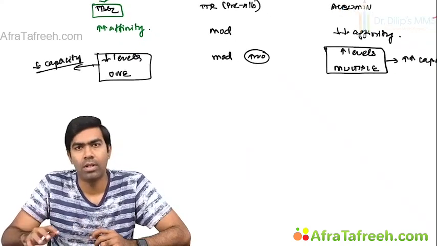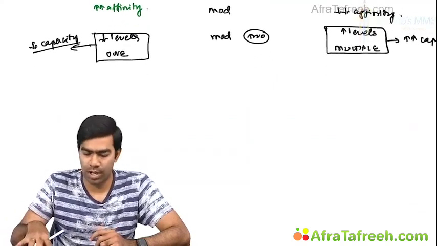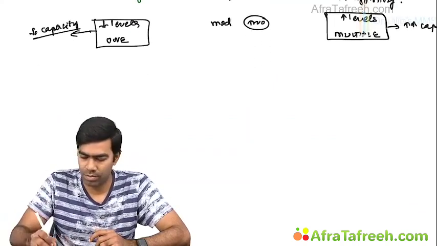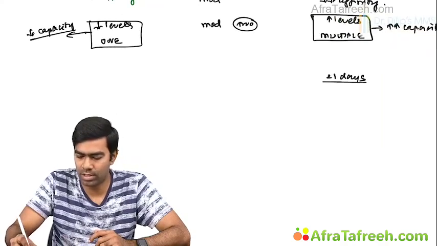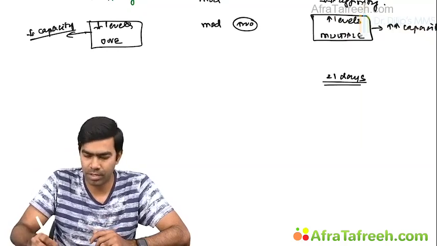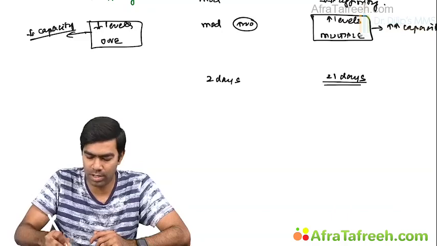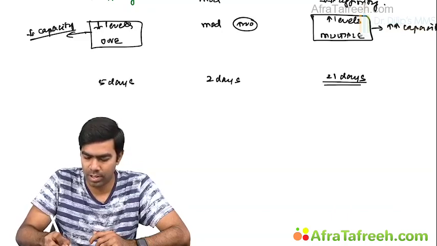Okay. Now, what is the half-life of these molecules? Half-life of albumin, we know very well. It's approximately 21 days. This is a well-known fact. Half-life of TTR is approximately 2 days and half-life of TBG is approximately 5 days.